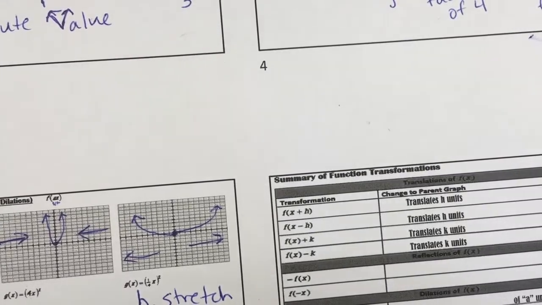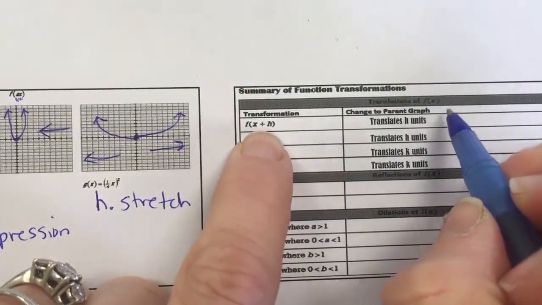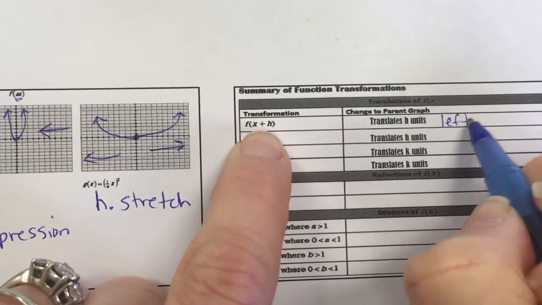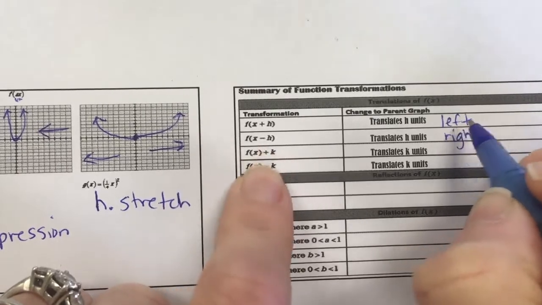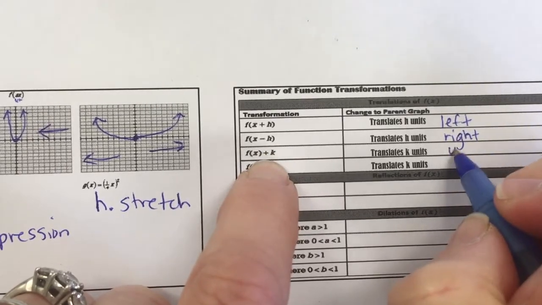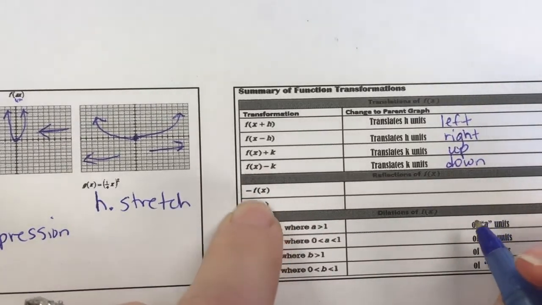All right, so here are your rules all in one place. Plus h on the inside makes it move to the left. Minus h on the inside makes it move to the right. Plus k on the outside makes it move up. Minus k makes it move down.